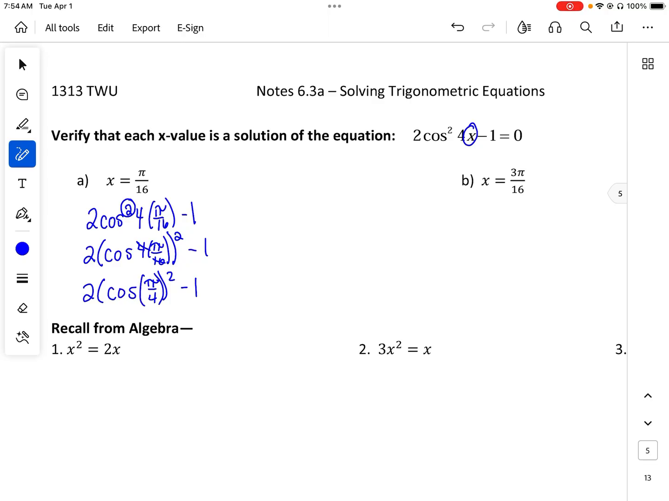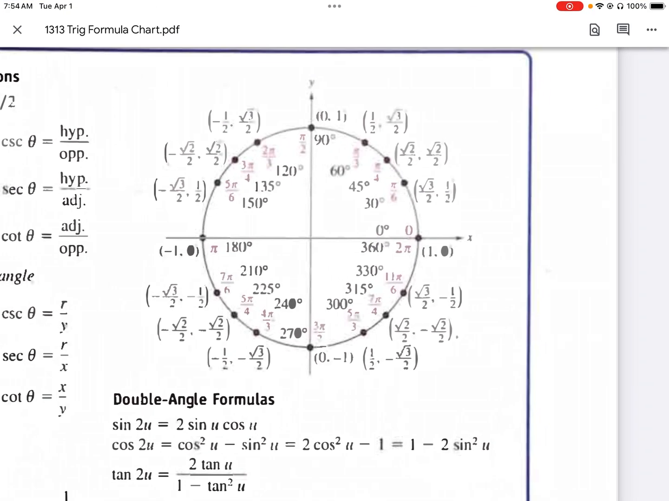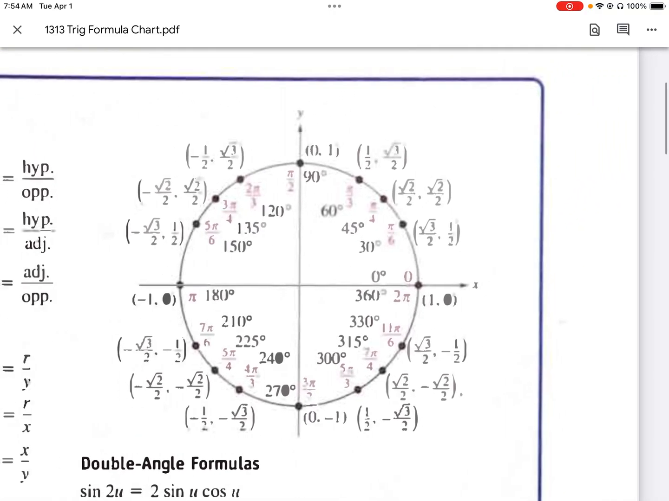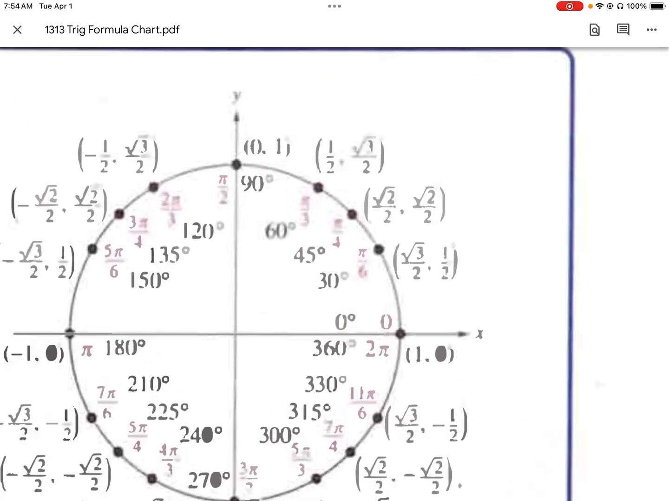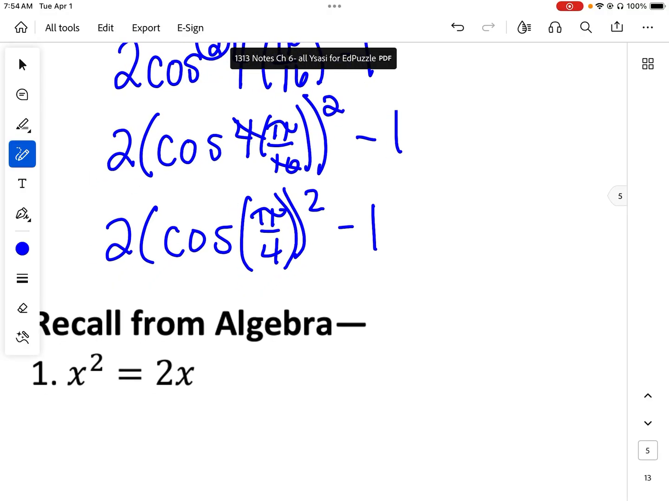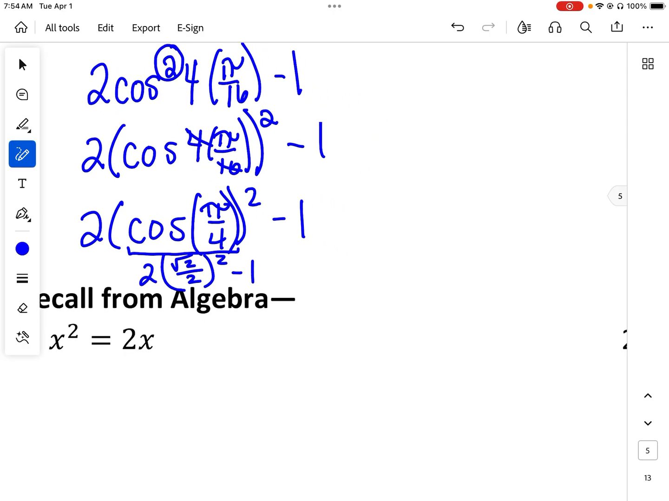All right, so let's figure out what cosine is at pi over 4. So we need to look at our formula chart, look at the unit circle. Sine is y, cosine is x. So x at pi over 4 is square root of 2 over 2. So it's right here, pi over 4. So I'm going to replace this with square root of 2 over 2, squared, times 2, minus 1.